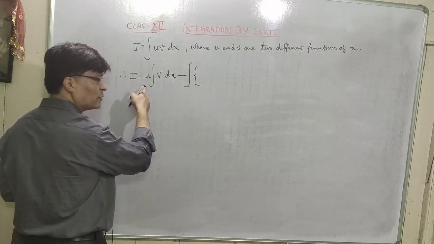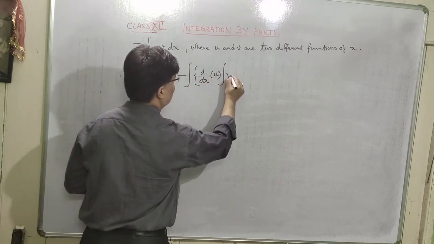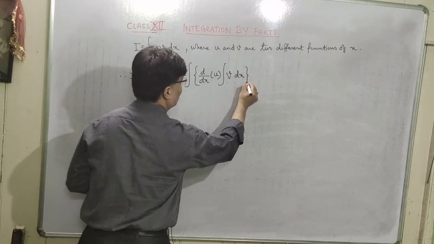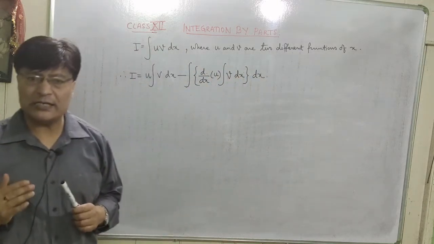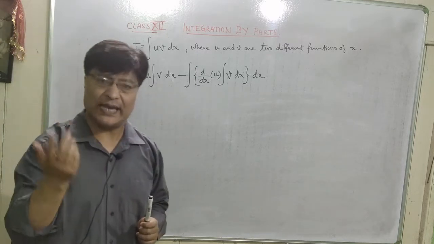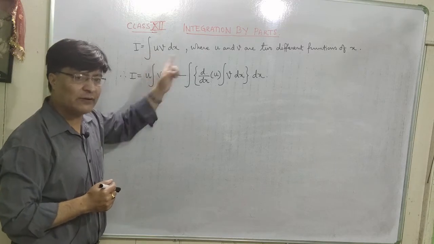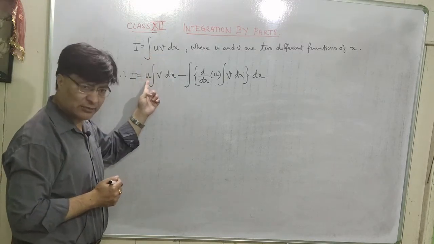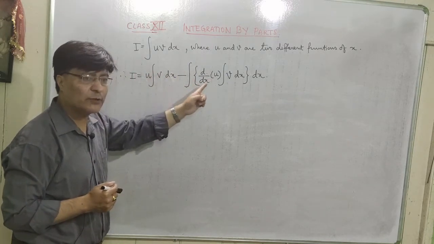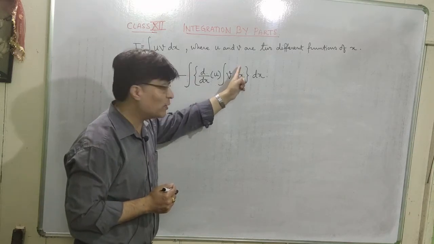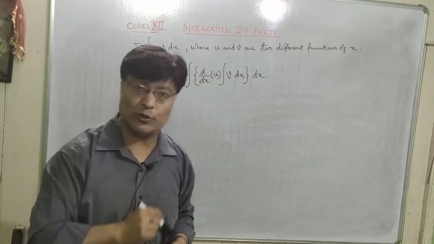You have to take the differentiation of the first function with respect to x, that is d/dx of u, then again integration of the second function v dx. This second bracket is closed, and for this integration you have to write dx. Is that clear? Suppose there is integration of the product of two different functions u v dx. So you should know which is the first function and which is the second function. The first function is taken outside the integral sign, then minus integration of the differentiation of the first function with respect to x, then again integrate the second function with respect to x. This second bracket is closed, and for this integration there is dx. So this is the formula for integration by parts. You should know it. Okay.